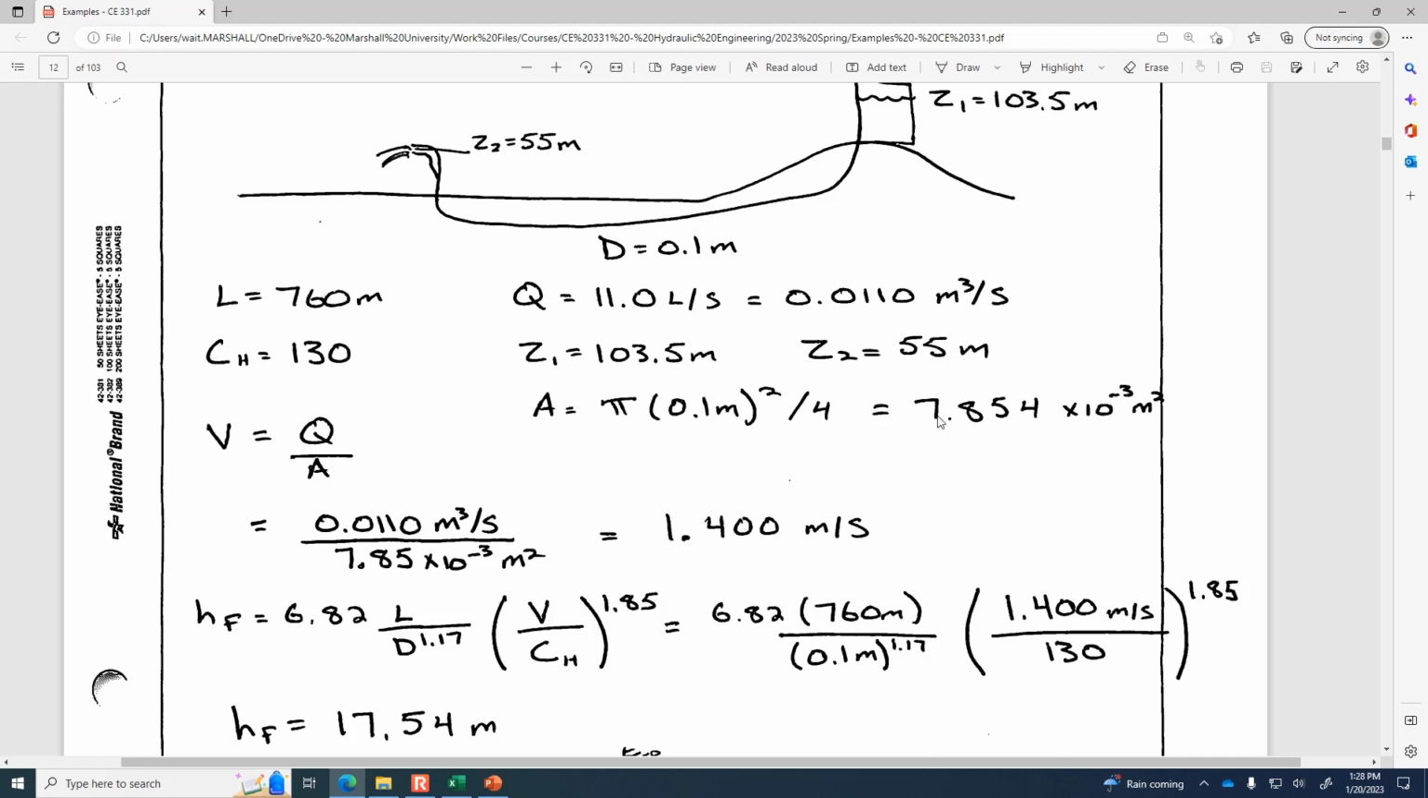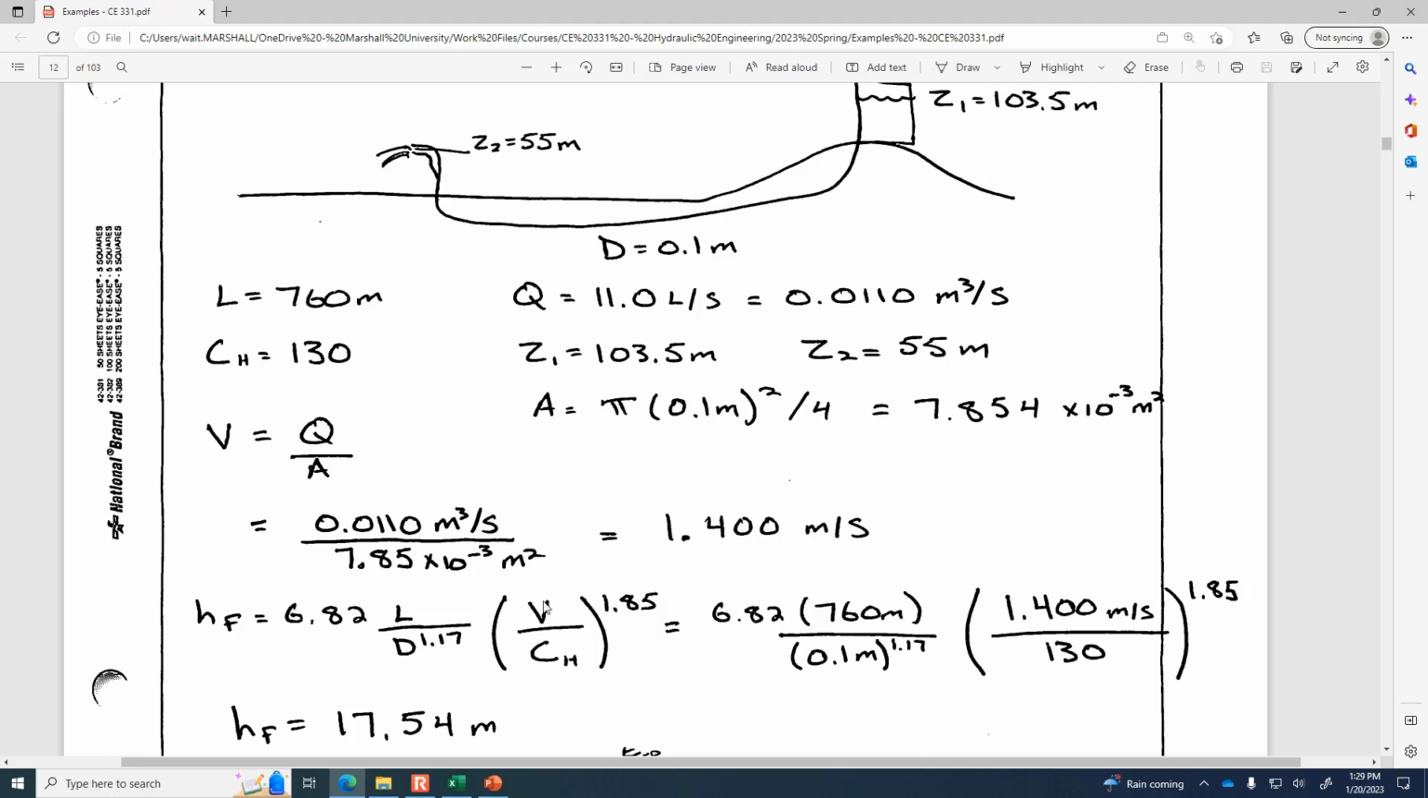It's 7.854 times 10 to the minus third square meters. And so then with the flow rate converted from liters to cubic meters, and the area, it works out to 1.40 meters per second. So that's the velocity.